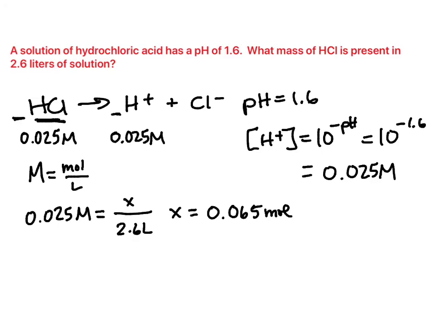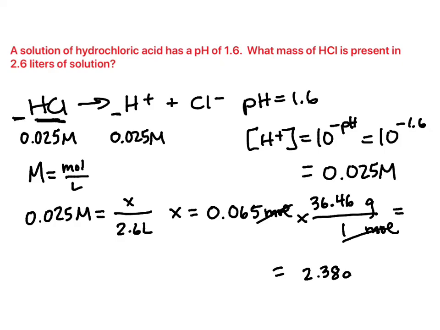Now the question is asking what's the mass of HCl, and we have moles. So one last step would be to convert. So we have moles below and grams above, 1 mole on the bottom, and on top the molar mass of hydrochloric acid, which we get by adding up the mass of hydrogen and chlorine off the periodic table. And of course these cancel, leaving us with grams, which is what we want, and we get 2.38 grams.